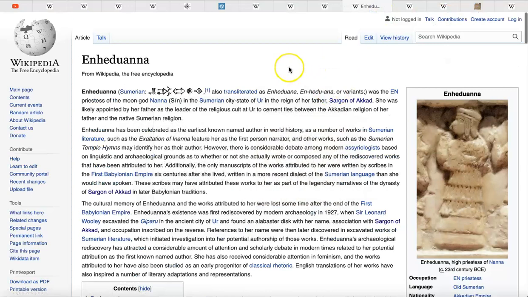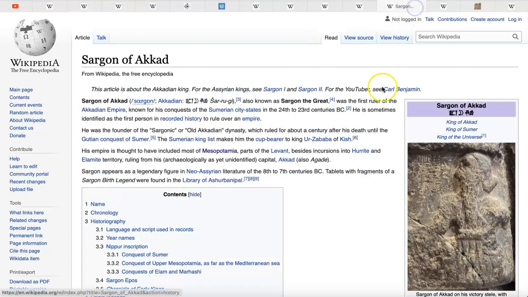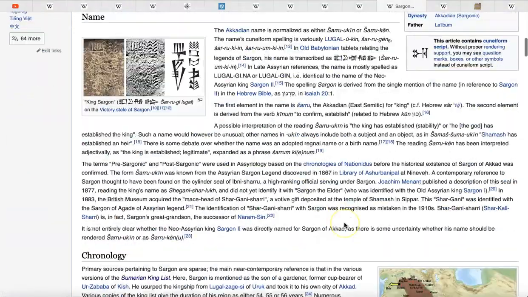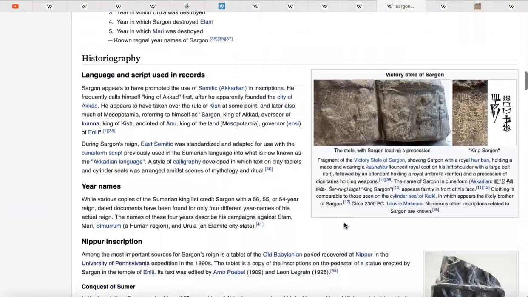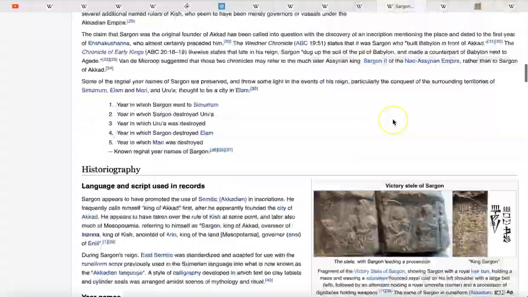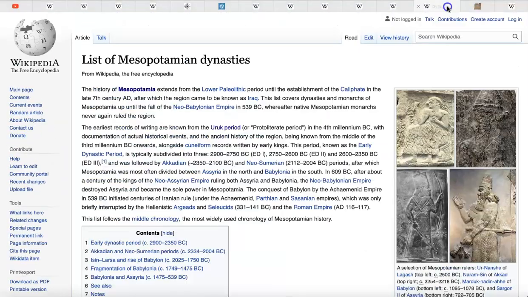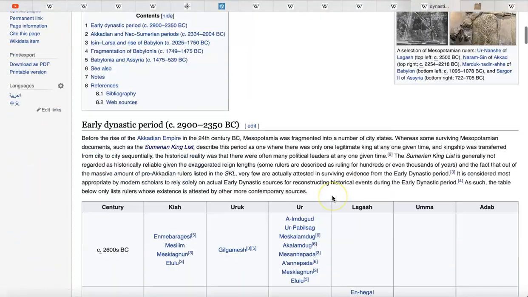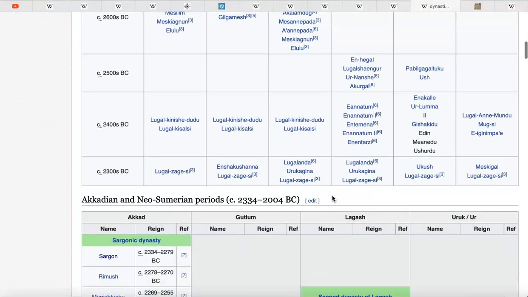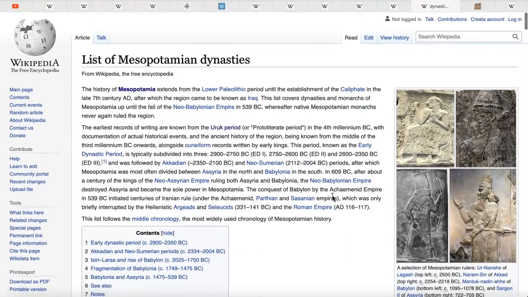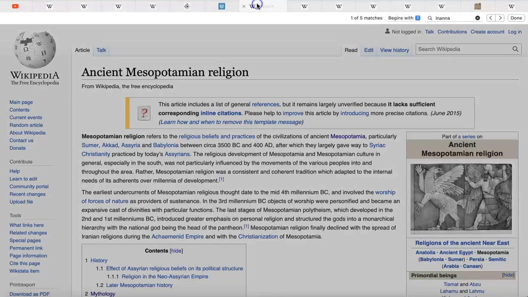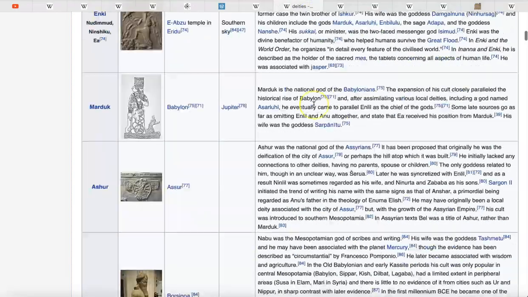I'm not done. Enheduanna, the author of the Inanna story, her father, Sargon of Akkad, very, very influential ruler, who was worshipped well beyond his death. Okay? List of Mesopotamian deities. No, not deities. Sorry, dynasties. Deities is over here somewhere. Religion. And these are the deities.